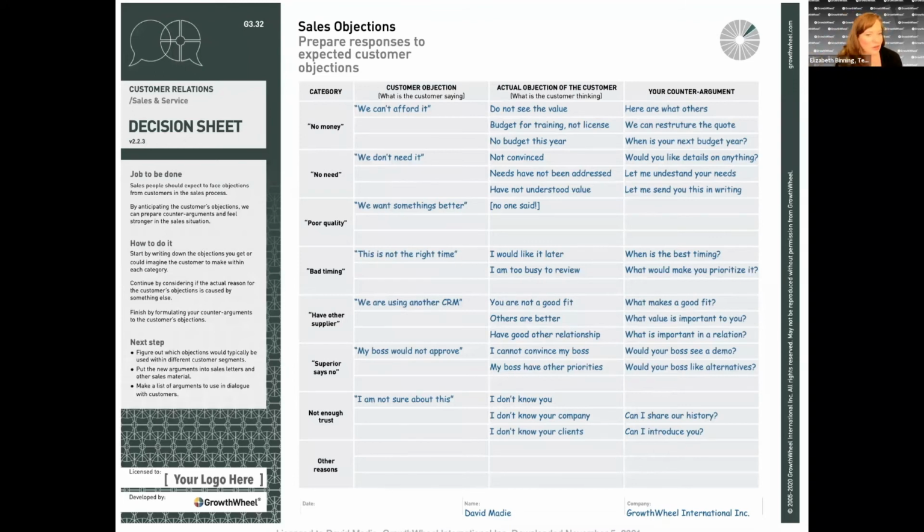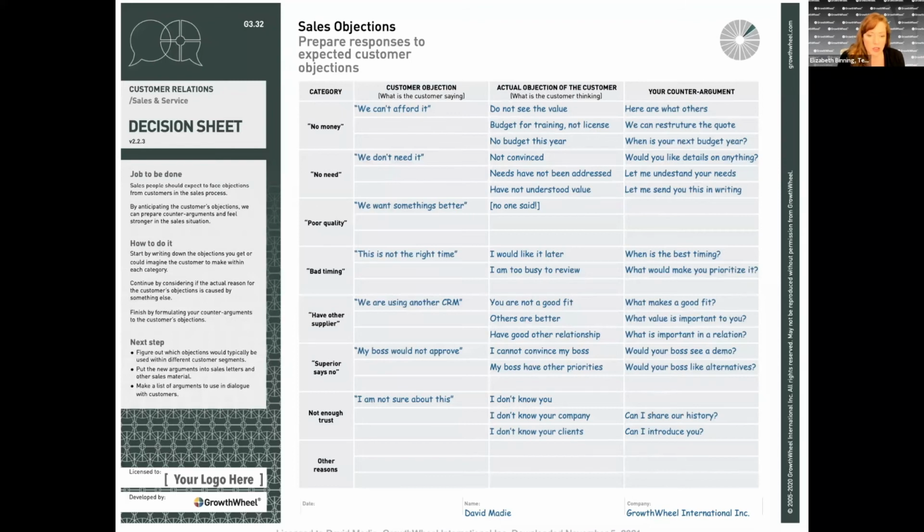Bad timing. So it's not the right time. What it really means is I'm too busy to review. And so it's like, well, this isn't a priority for them. So what would make you prioritize this? What are your priorities? If they say, I've got another supplier, we're using some other system, it could be like, basically they're saying others are better.